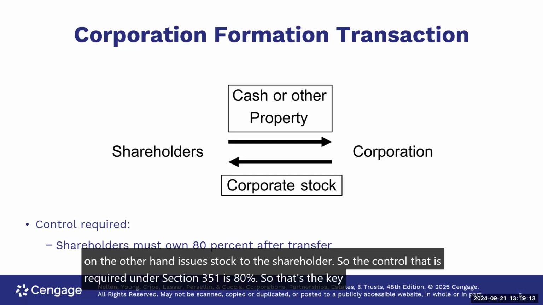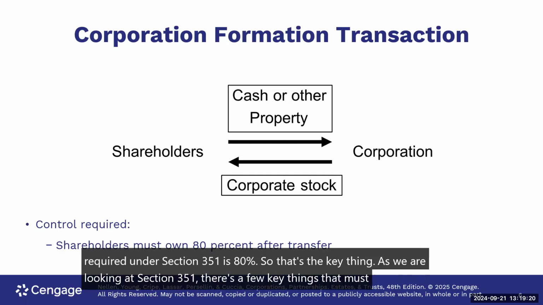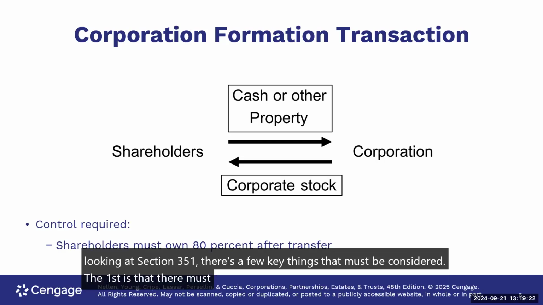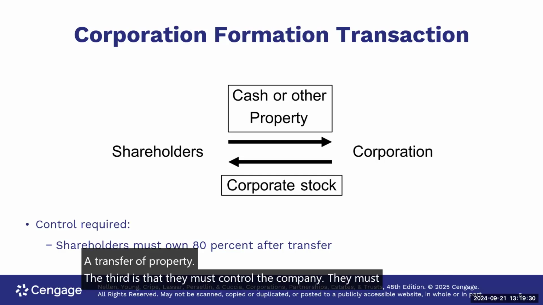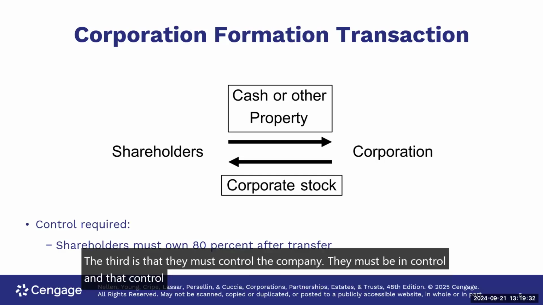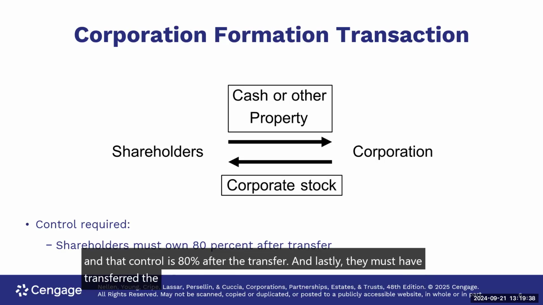As we are looking at Section 351, there's a few key things that must be considered. The first is that there must be a transfer of property. The third is that they must control the company. They must be in control, and that control is 80% after the transfer. And lastly, they must have transferred the property for stock.